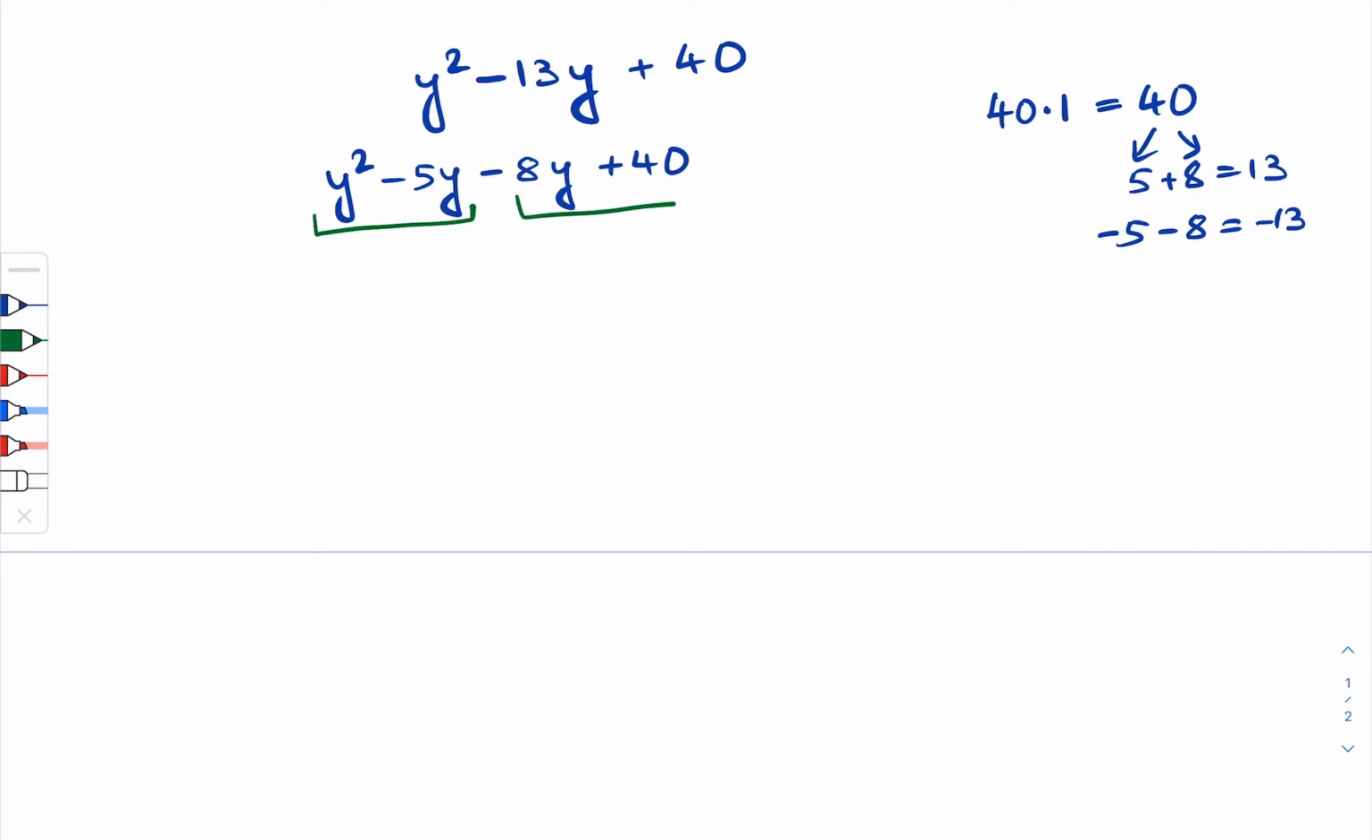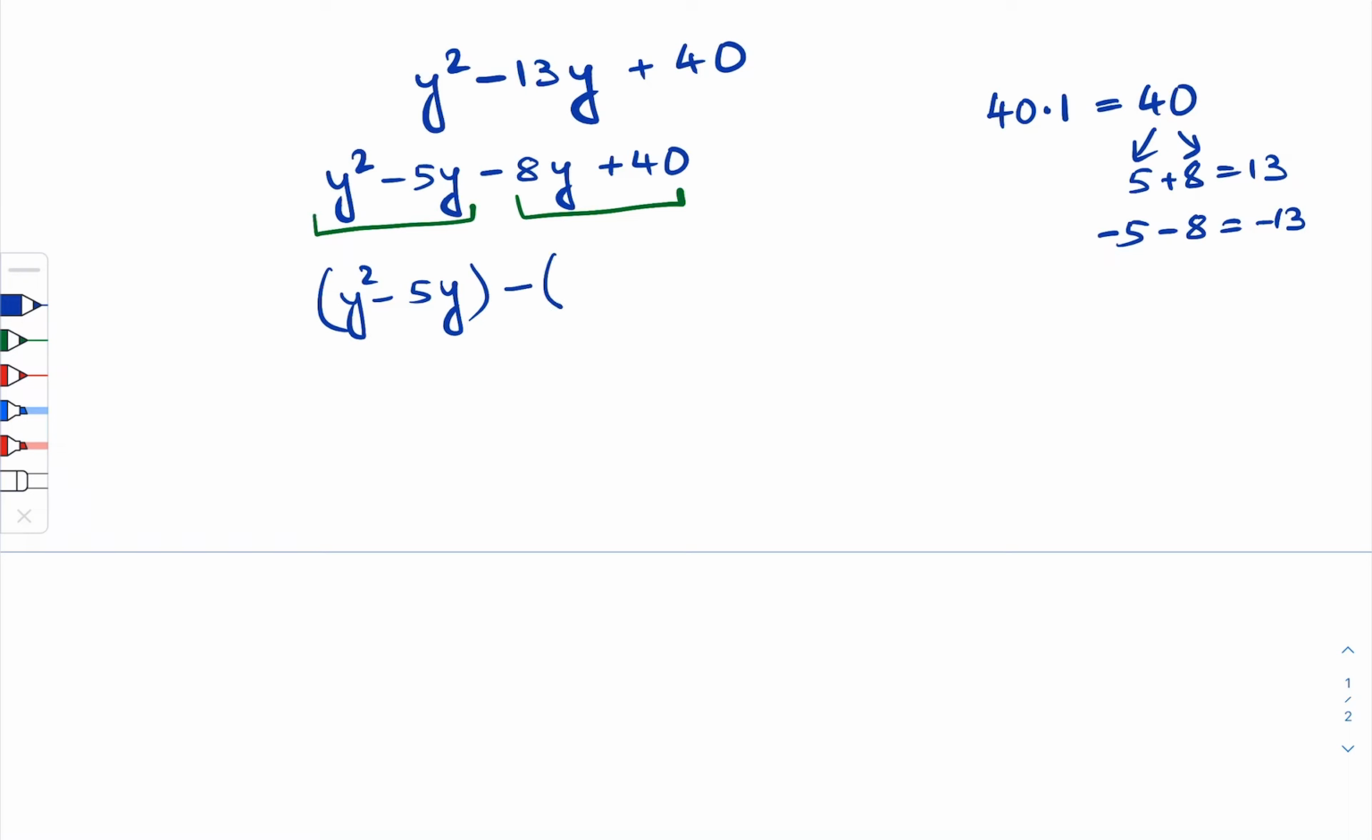Group 1, group 2. So for the first group, let me go ahead and put the parentheses around them first. So y squared minus 5y. And now for the second one, watch carefully. When I put the parentheses around this, I have to be careful because there's a negative sign right before the 8y. And because of the negative sign, it's going to flip the signs of the terms inside the parentheses. Okay, that's always the case.